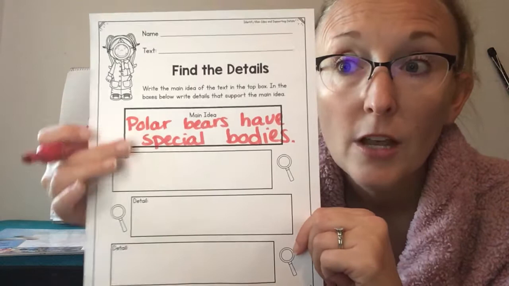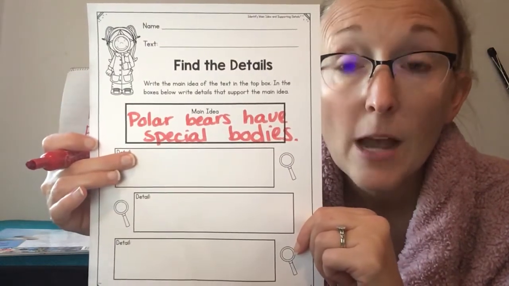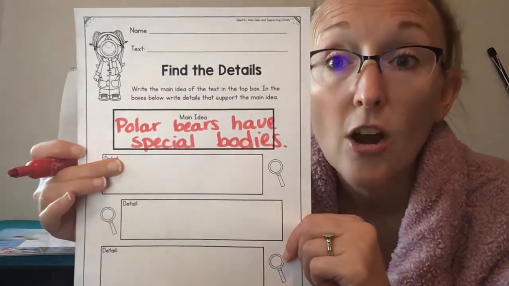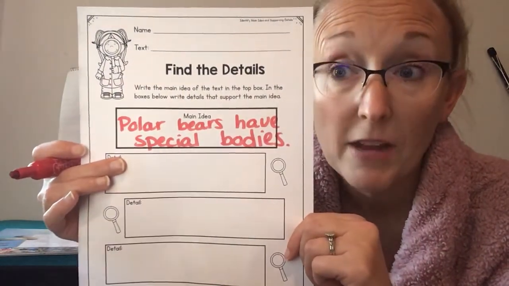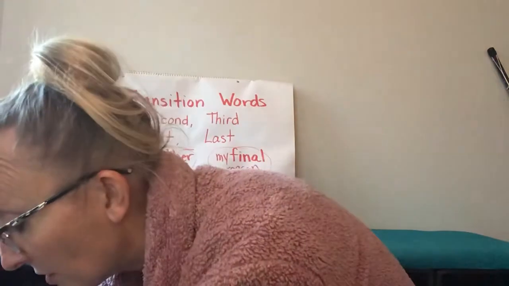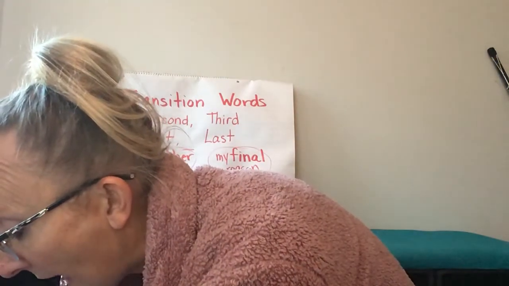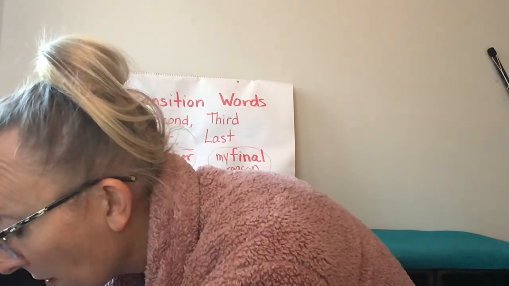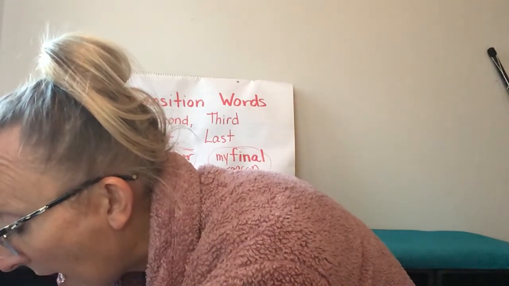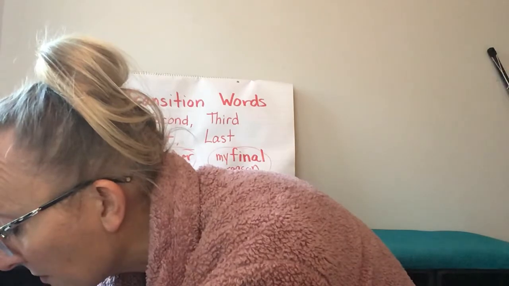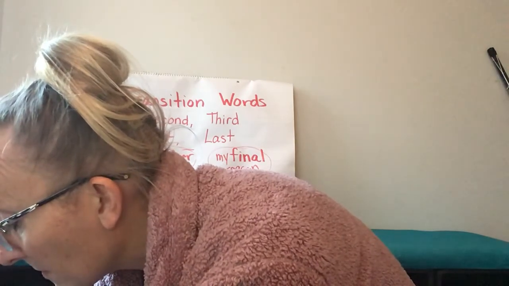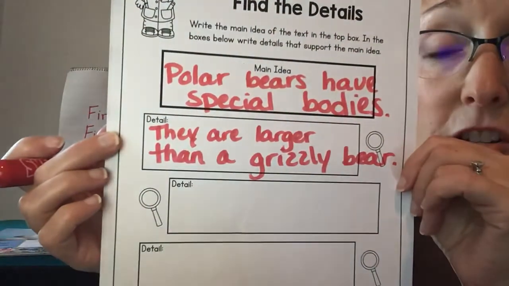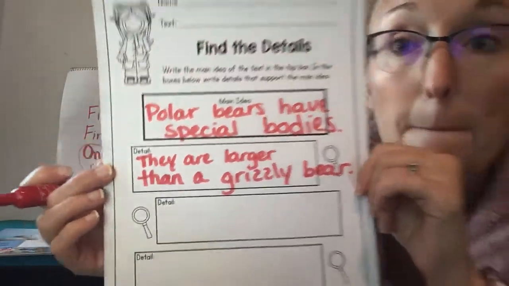What did we learn? Remember I told you about how I learned how big they are? So I'm going to write down that I learned that they are larger than a grizzly bear, okay? That's my detail I learned from the book. They are larger than a grizzly bear. So I wrote that there, look. They are larger than a grizzly bear.